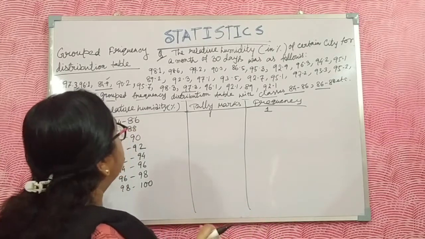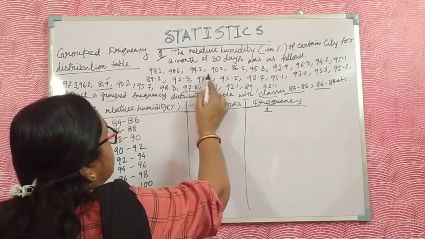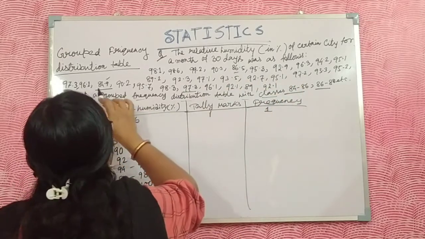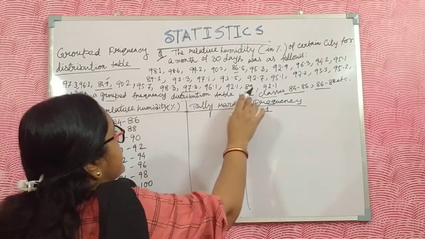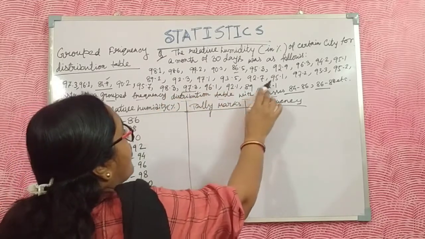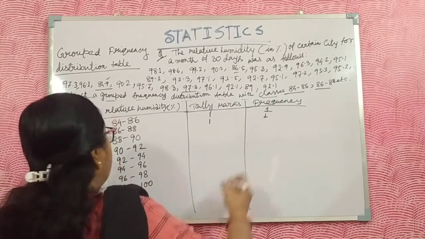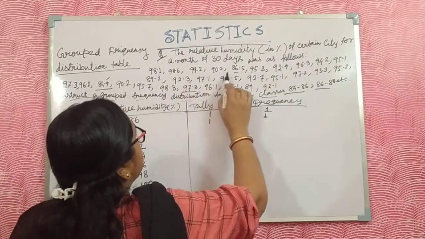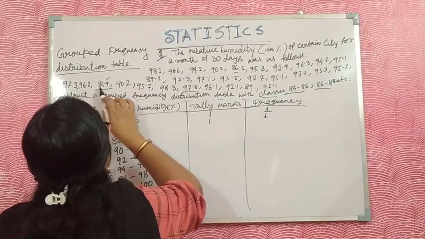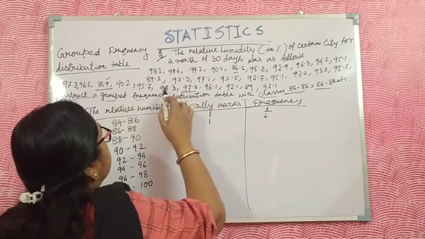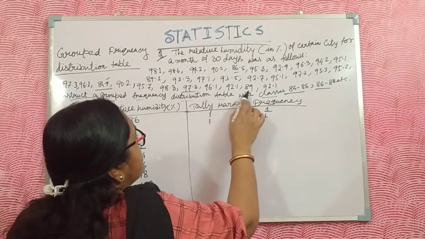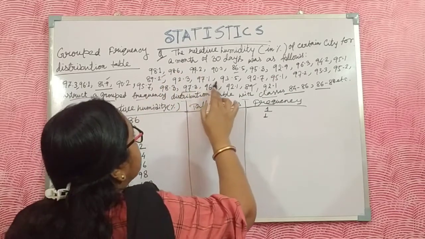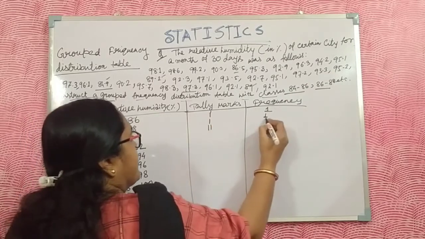Then 86 to 88: you collect the values here, there is 1, and no other, so it is 1. Then 88 to 90: 9.2 is greater than 90, so not included. Here is 1, and another one, so 88 to 90 has frequency 2.